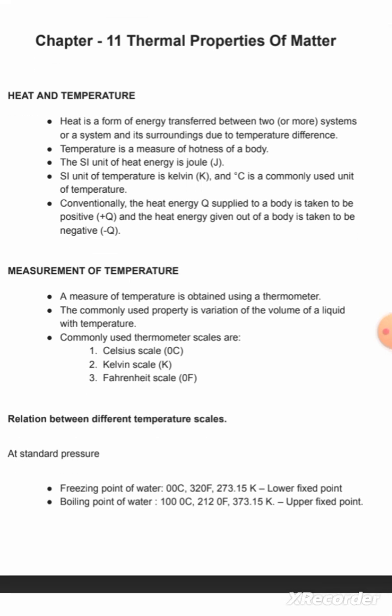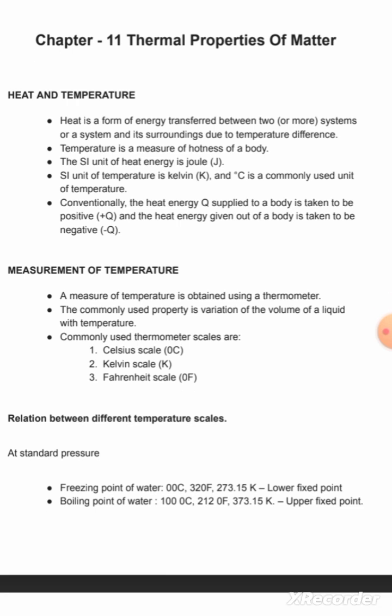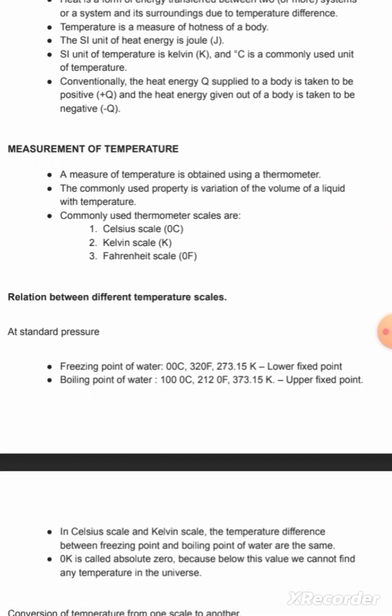Conventionally, the heat energy supplied to a body is taken to be positive, and the heat energy given out of a body is taken to be negative. Measurement of temperature. A measure of temperature is obtained using a thermometer. The commonly used property is variation of the volume of a liquid with temperature. Commonly used thermometer scales are Celsius, Kelvin, Fahrenheit.